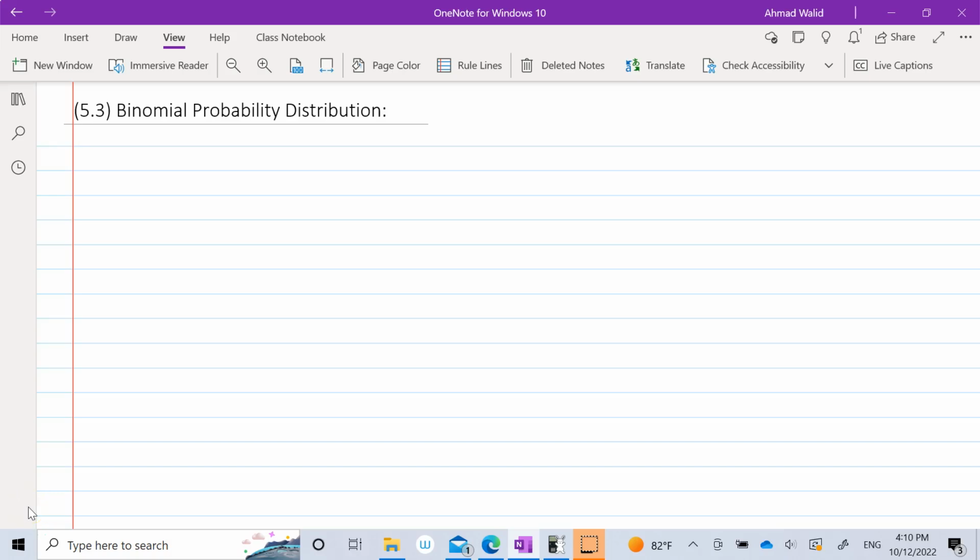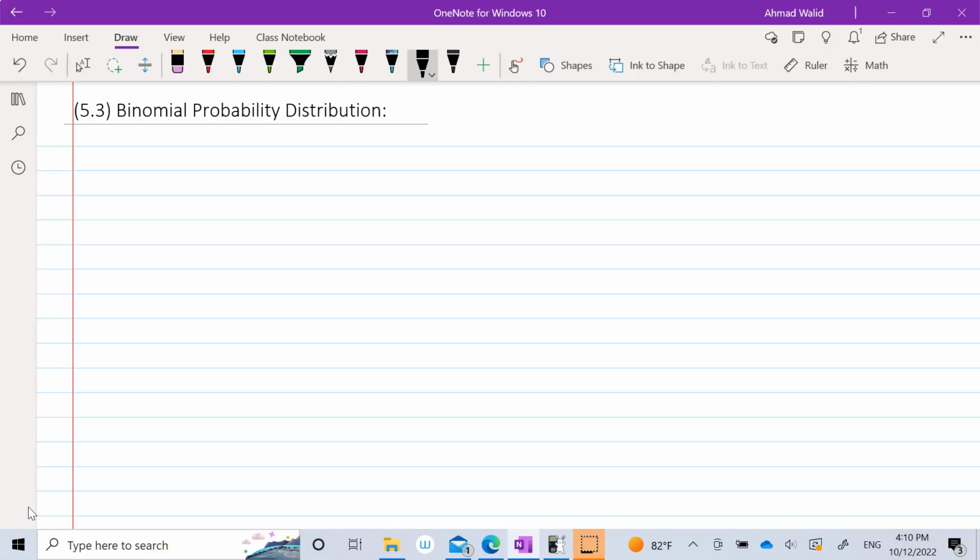Hello all, let's start section 5.3. 5.3 is binomial probability distribution. First of all, let's understand what is a binomial probability distribution. I'll put the definition here for you.